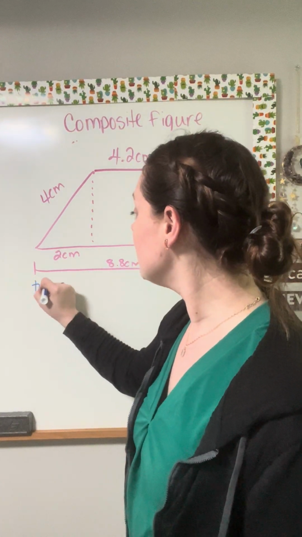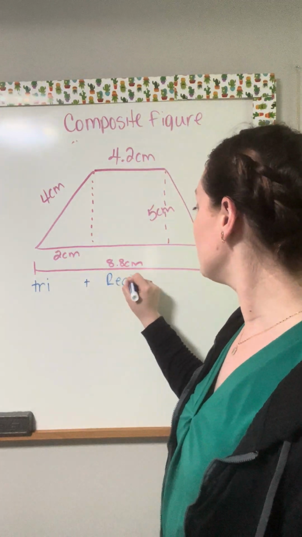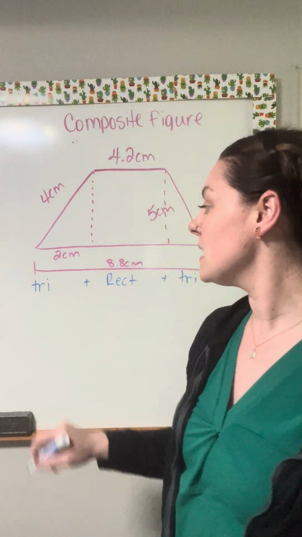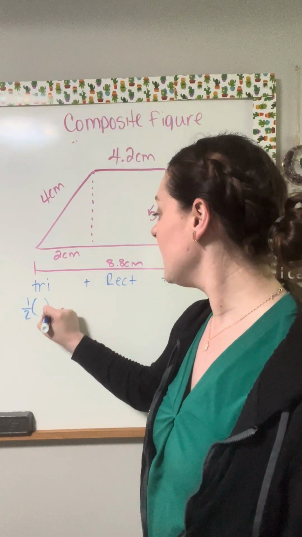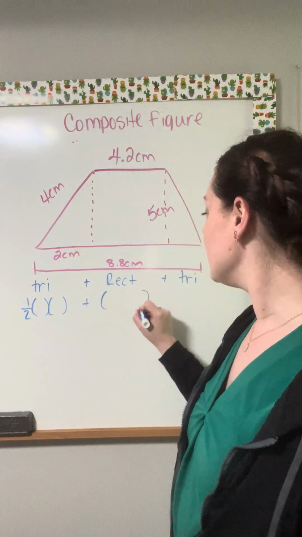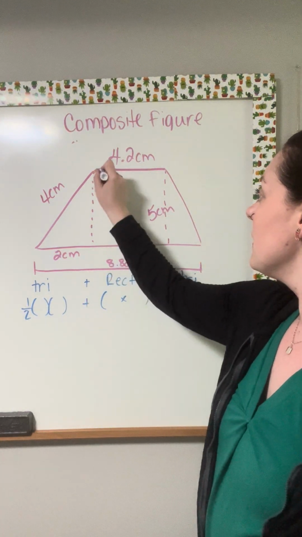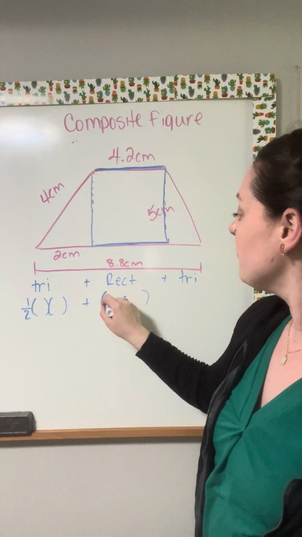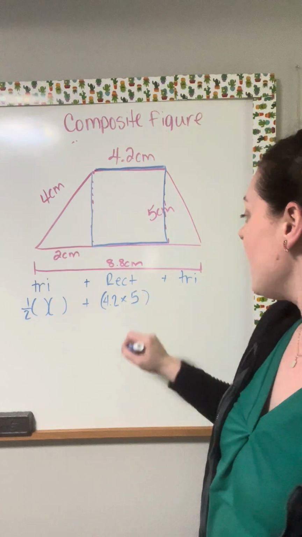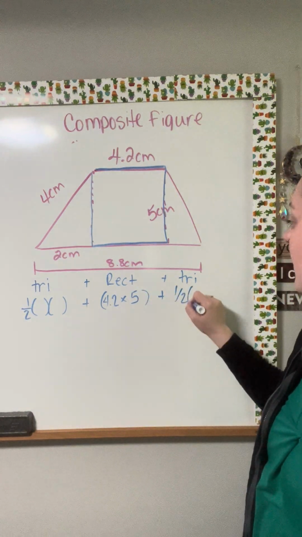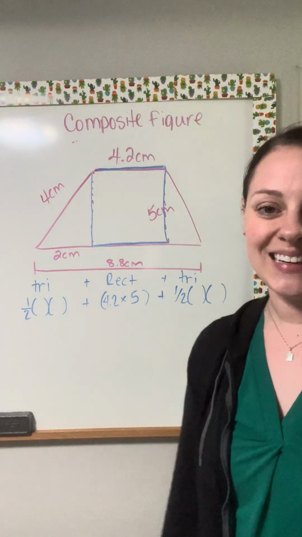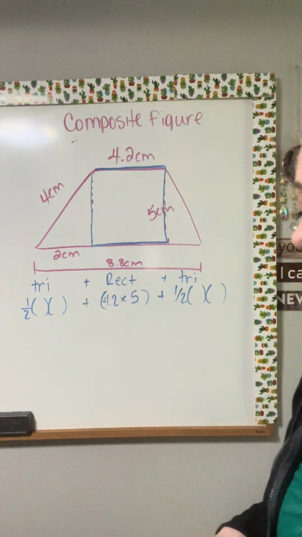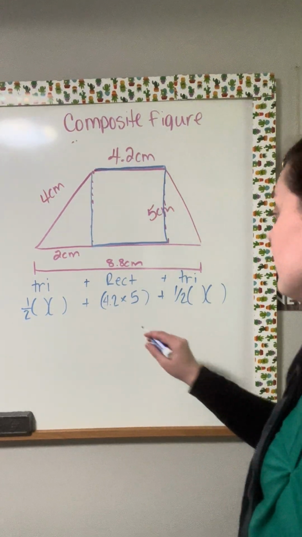So I have a triangle plus a rectangle plus another triangle. All right. And so I have half of the base times height. I'm just going to write this. Half of blank times blank plus my rectangle is base times height. That's my rectangle. So my measurements are 4.2 times 5. And then I have, once again, half of whatever the base and the height is. So let's just do our rectangle since that one's usually the faster one to do. So I have 4.2 times 5 is 21.